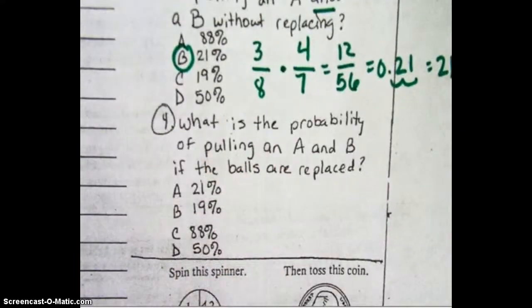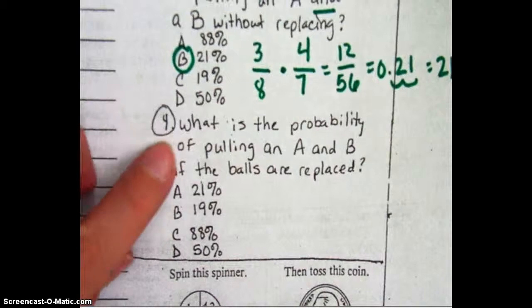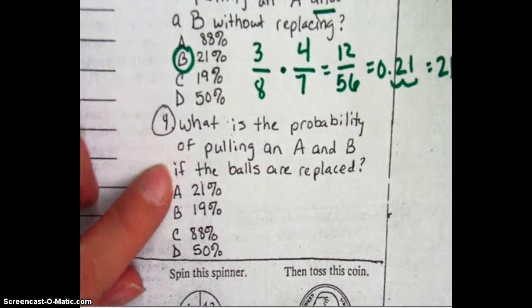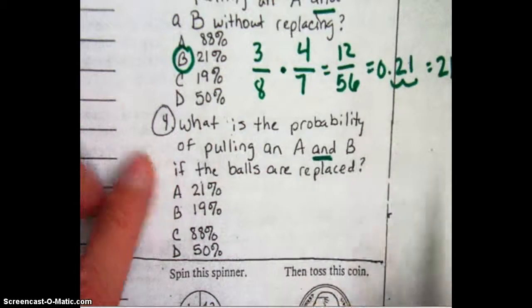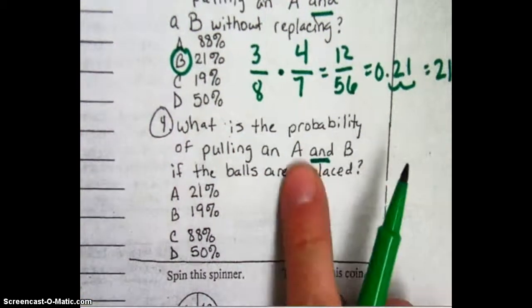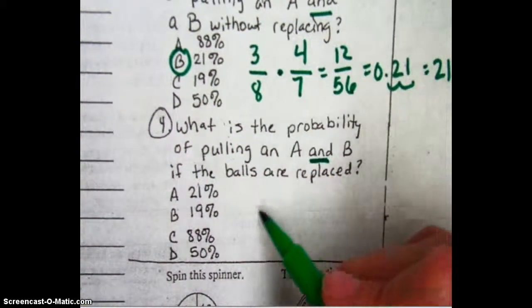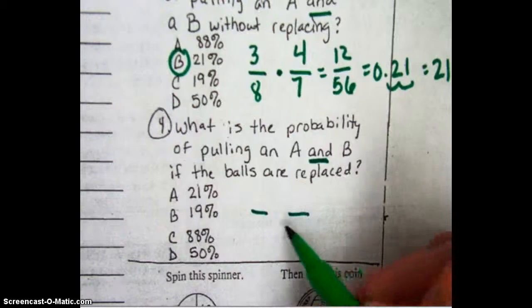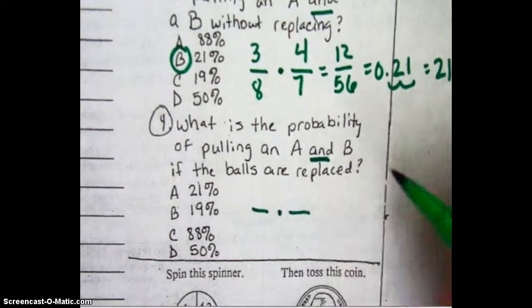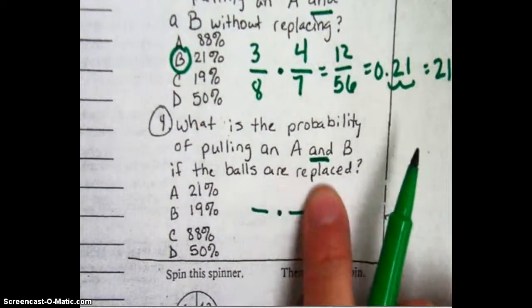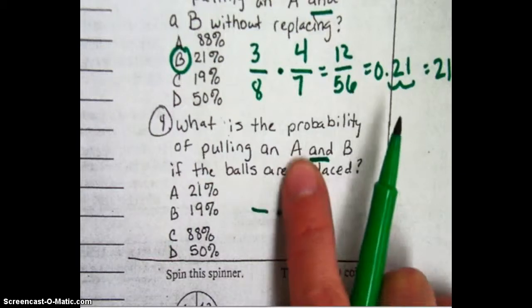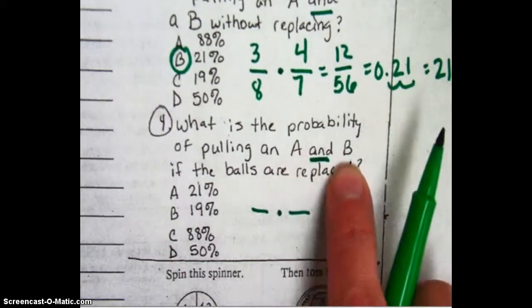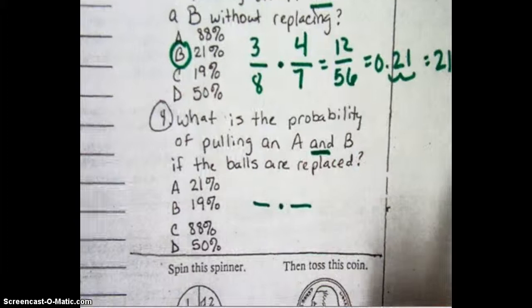Problem number 4. What is the probability of pulling an A and a B if the balls are replaced? So again, you see the word and, which means that you're pulling more than once. You're going to pull an A and a B. That's pulling twice. You're going to have two fractions that you're going to end up multiplying together. This time, though, they are being replaced, which means that it's independent. Once you pull the A, you're going to put it back, and then you're going to pull the B, so it's not going to change.